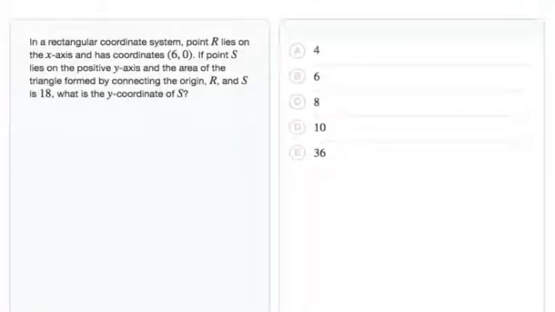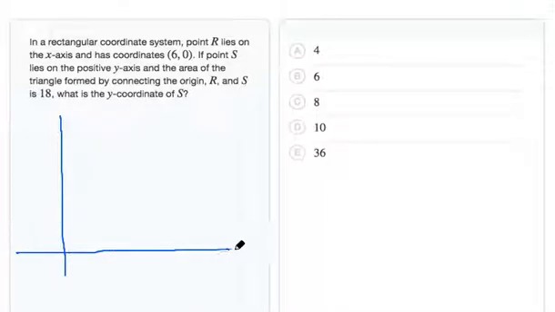To solve this question, let's go ahead and draw a diagram. Reading over the question, we're told that in a rectangular coordinate system, this essentially just means we have an x and y axis. We have a point R that lies on the x-axis and has coordinates (6, 0). So let's start with that, extracting our information from the question.